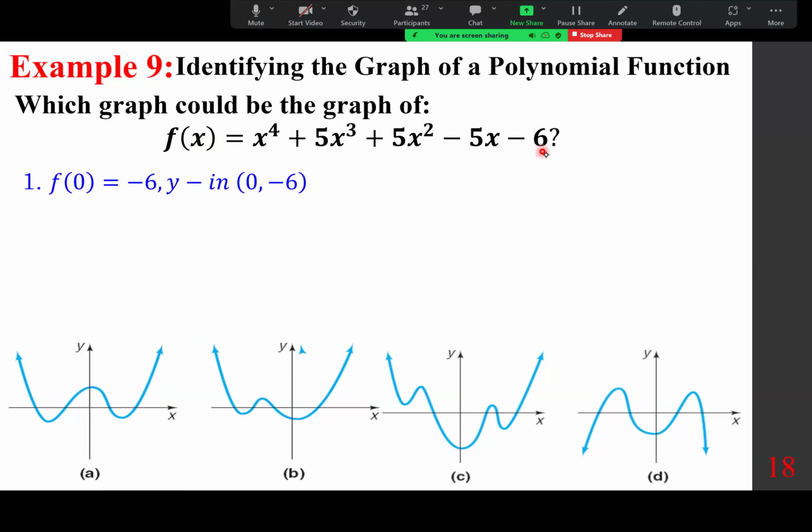The y-intercept is located at 0, minus 6. And since they are below the x-axis, maybe they are, but this is above. Look at this one. The y-intercept takes place here. We may not know what it is, but for sure it's negative. It's not negative, so that's out.